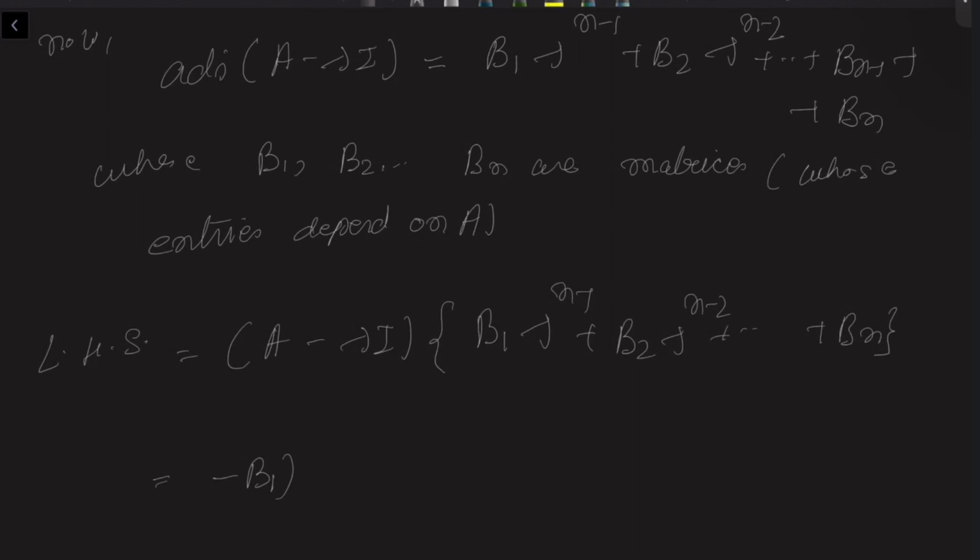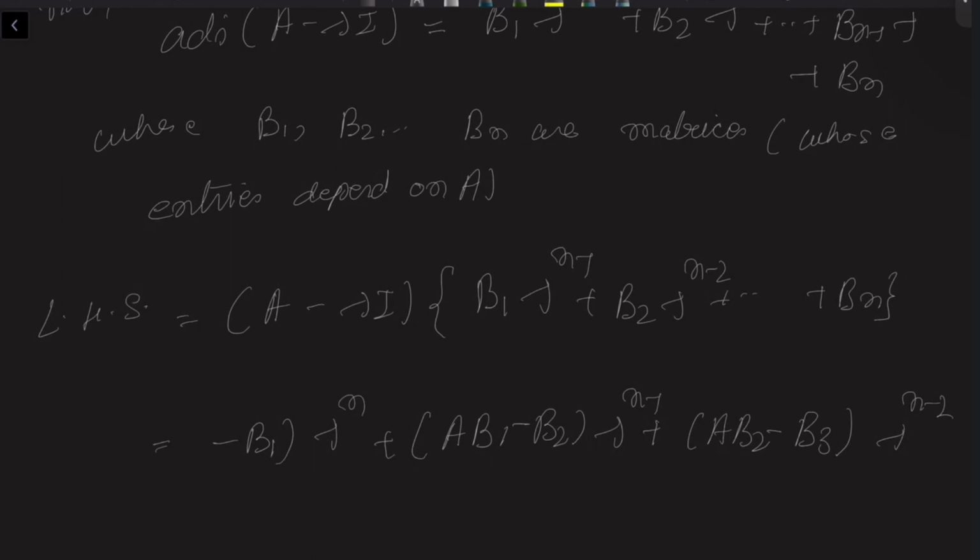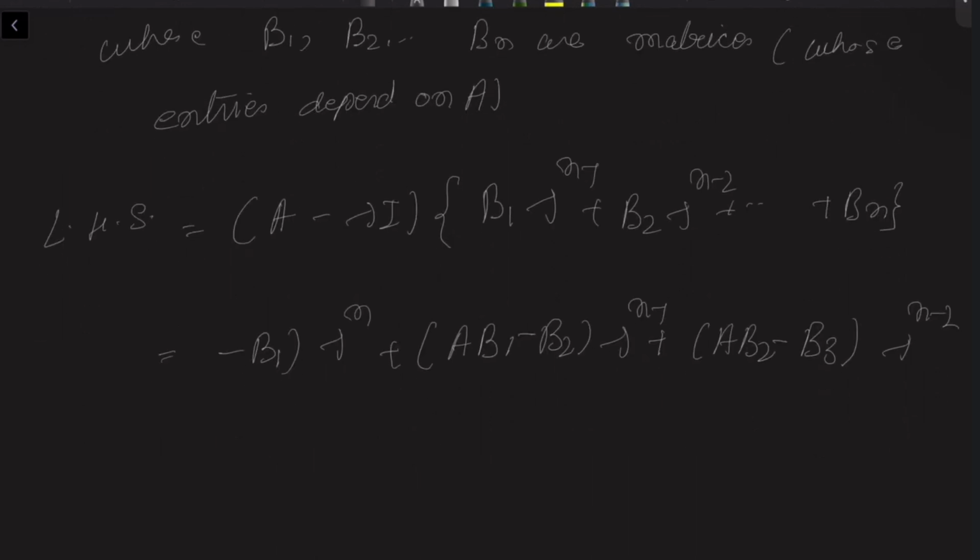minus B1 times lambda^n plus (AB1 minus B2) times lambda^(n-1) plus (AB2 minus B3) times lambda^(n-2). If you just multiply and rearrange the terms, you will get it, plus A times B(n-1) minus Bn times lambda plus ABn. So this is what my RHS is.